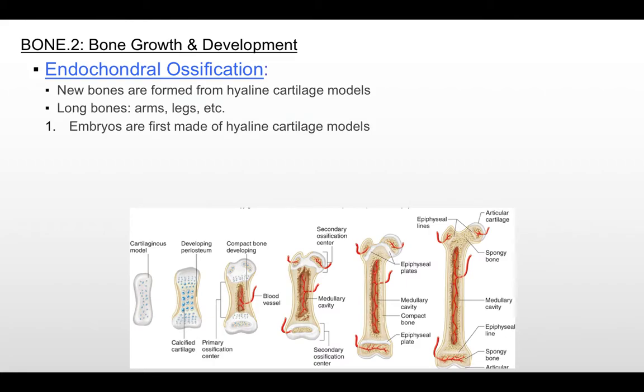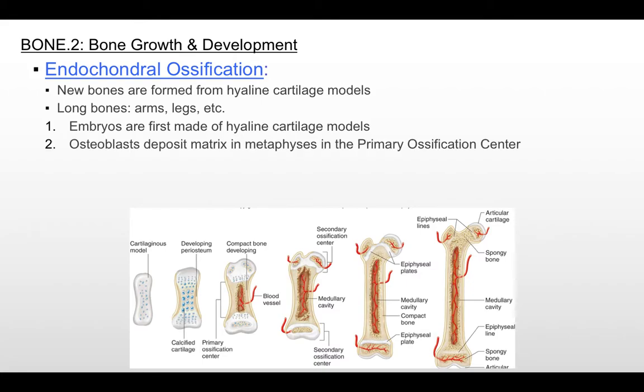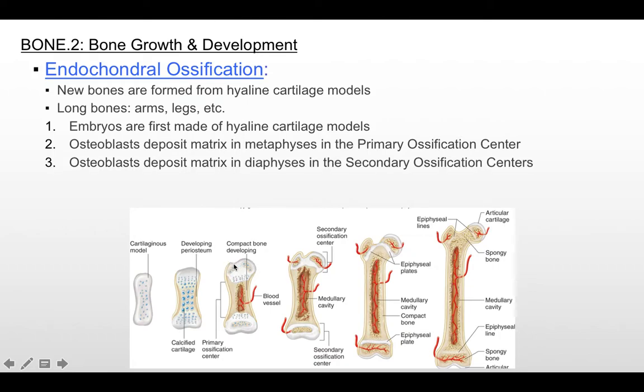Once those embryos have reached a certain stage of development, that cartilage will begin to be replaced by our bone building cells, which were osteoblasts. There's going to be two ossification centers here, two places where we build bone. The first one, the primary ossification center, is going to start in the center of the long bone, in the diaphysis. And so that's where we'll begin building bone. We'll still have mostly, if not completely, cartilage in the two epiphyses.